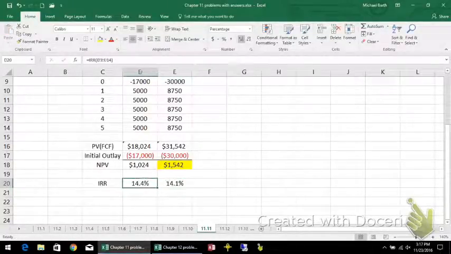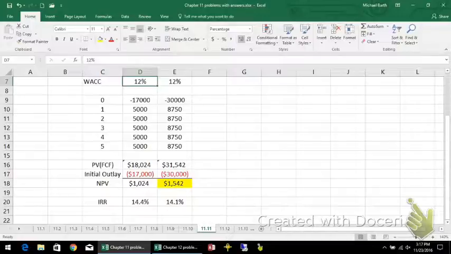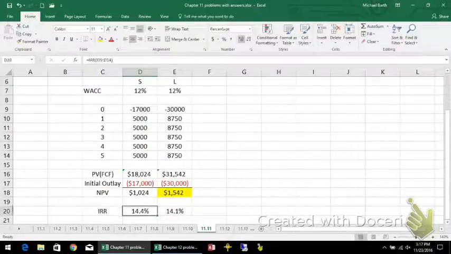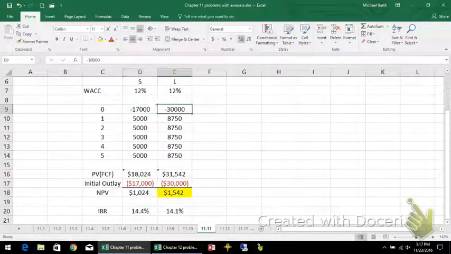Notice that you're making a slightly higher rate of return on project S. So project S is earning a slightly higher rate, but you're earning 14.4% on only $17,000. Here you're earning 14.1% on $30,000. So by investing a little bit more money at a slightly lower rate of return, you end up with more money. So that's why we like the NPV rule.